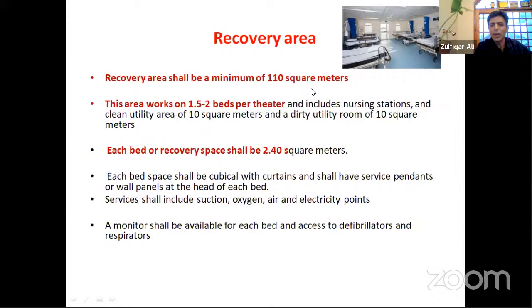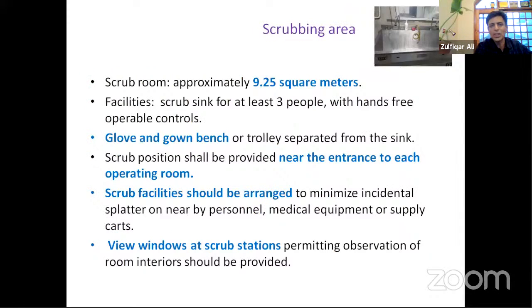Again, in the clean area, we have the recovery room, and the recommendations for the recovery room are that it should have an area of around 110 square meters, and we should have around 1.5 to 2 beds in the recovery per theater, and each bed should have a space of around 2.4 square meters. Each bed should have a particular cubicle with curtains and service pendants for oxygen and suctioning.